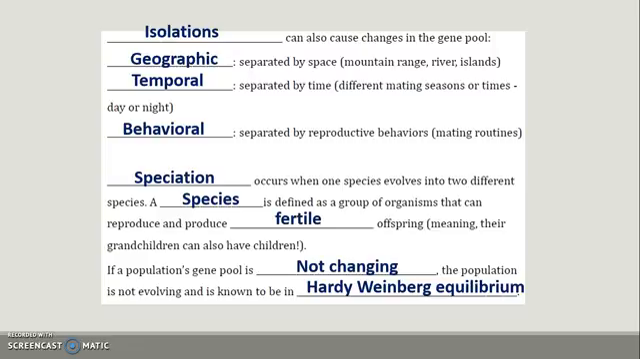If a population's gene pool is not changing, which is rare, this never happens, but if the population is not changing, the population is not evolving, it is known to be in Hardy-Weinberg equilibrium. Species are constantly evolving. Populations are constantly evolving. You're in the middle of evolution now. You just don't recognize it because it happens so slowly over such a long period of time. But populations are constantly changing. So Hardy-Weinberg equilibrium is very rare, and there are 5 conditions that must be there for Hardy-Weinberg to exist, but those typically never happen.